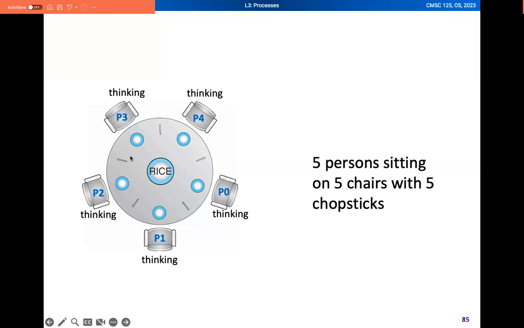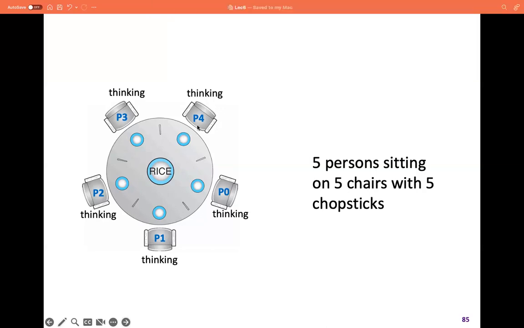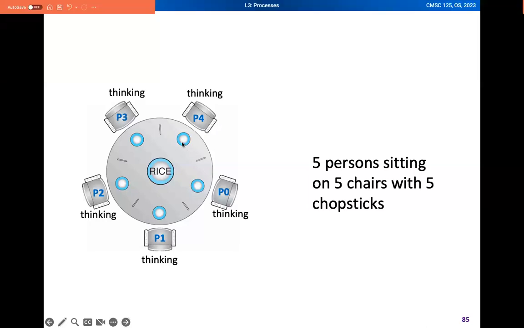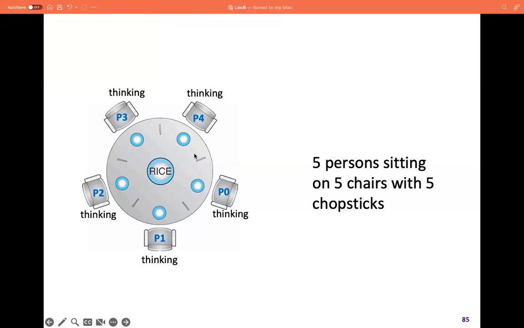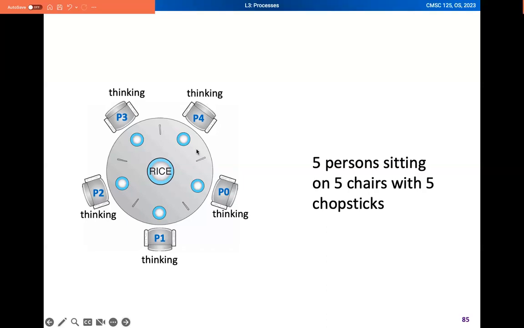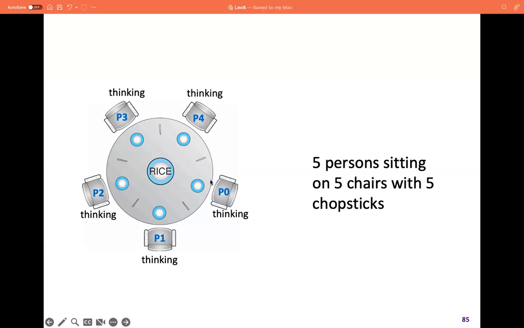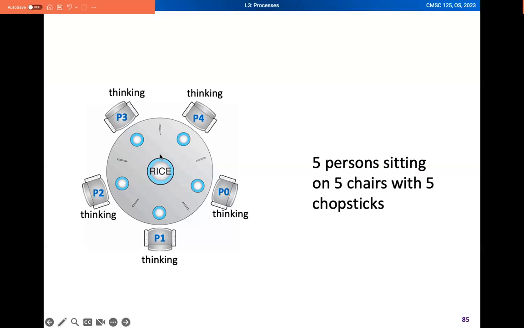In order for each philosopher to eat, they will need two chopsticks. So if P4 is eating, making use of these two chopsticks, that means that P3 and then P0 will have to wait until P4 is done eating before either of them can start having their own meal.